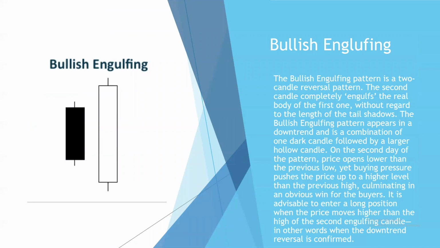Now, what is the bullish engulfing pattern, guys? So the bullish engulfing pattern is a 2-candle reversal pattern. The second candle completely engulfs the real body of the first one without regard to the length of the tail and shadows. The bullish engulfing pattern appears in a downtrend, is a combination of one dark candle followed by a larger hollow candle. On the second day of this pattern, the price opens lower than the previous low, yet buying pressure pushes the price up to a higher level than the previous high, culminating in the obvious win for buyers. It is advisable to enter into a long position when the price moves higher than the high of the engulfing candle. In other words, when the downtrend reversal is confirmed.